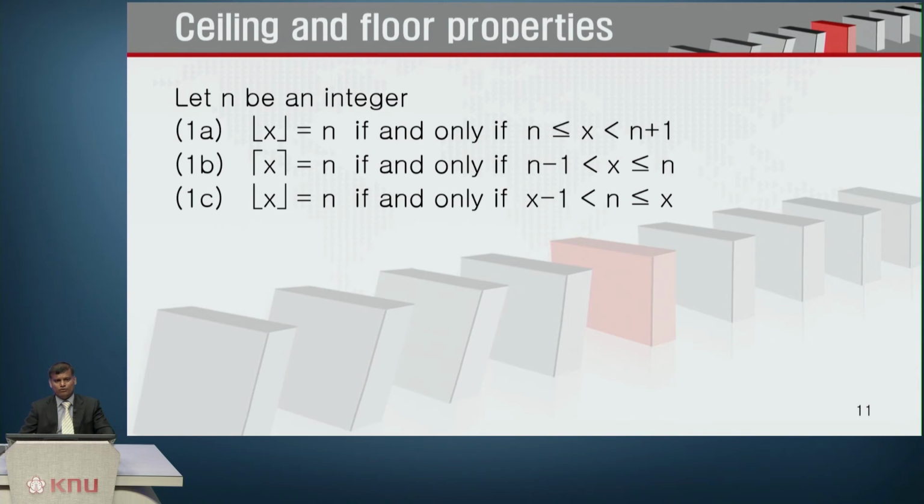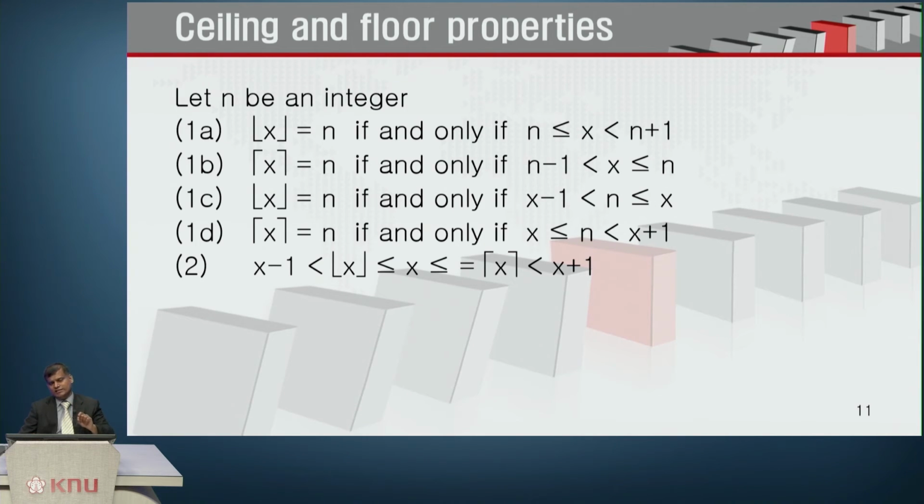Again, the floor of x equals n if and only if x minus 1 is less than n, which is less than or equal to x. So then you have another property: the ceiling of x equals n if and only if x is less than or equal to n, and again n is less than x plus 1.